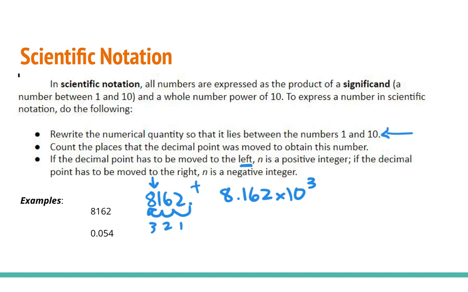In our second example down here, you want to have your significand again between 1 and 10. So 0.054. I'm going to move the decimal 1, 2 times, and I'm moving the decimal point to the right, so my exponent has to be negative. So it would be 5.4 times 10 to the minus second.